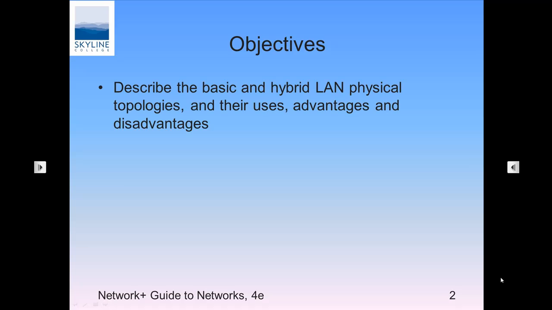The objectives of this one: describe the basic and hybrid LAN physical topologies, their uses, advantages, and disadvantages. When we get into topologies, and hopefully it becomes a little clearer as we go through those things, we've got 2 types of topology. We've got a physical topology and a logical topology. The logical topology, electrical topology. The two terms that we'll look at in a little more detail in this chapter, the ones we're concerned about right now, are ring and bus. Are there others? Yes. There's a whole bunch of them.